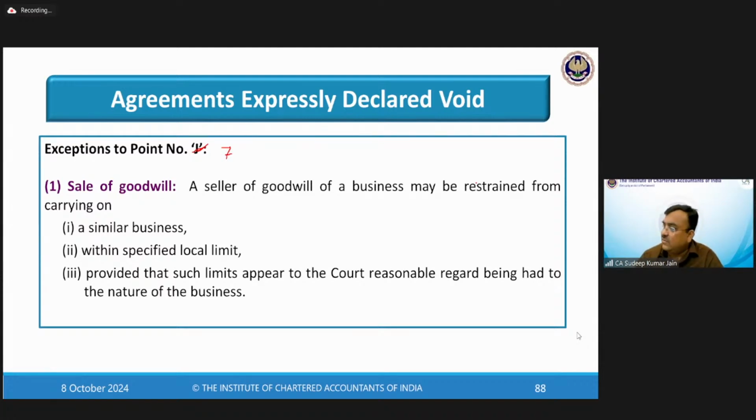Pawan is asking, sir, goodwill being an intangible asset, how can anyone sell it? Question is good, but I think all of you are commerce students, and you are getting the knowledge of accounting from class 11th, and in that case the concept of sale of goodwill, the value of goodwill has been made to understand.